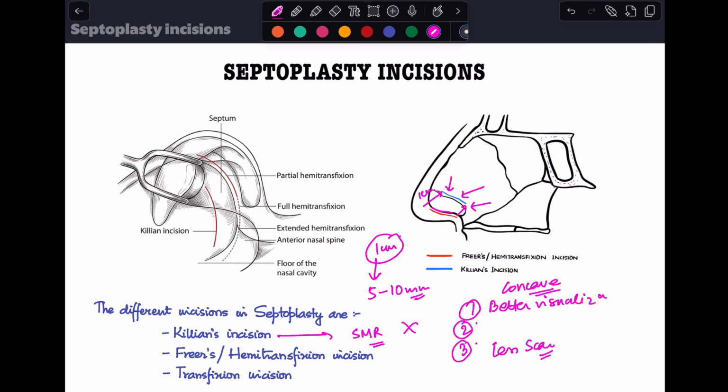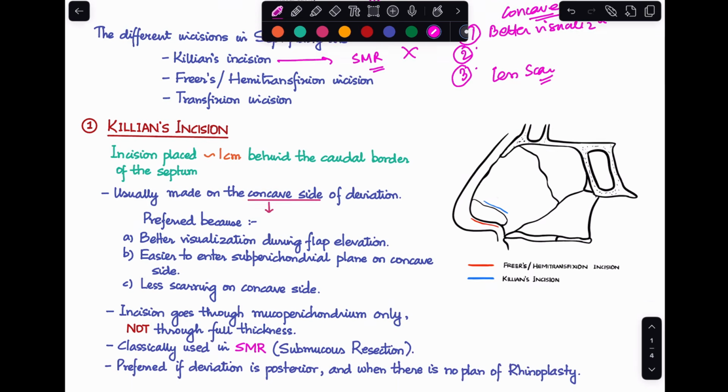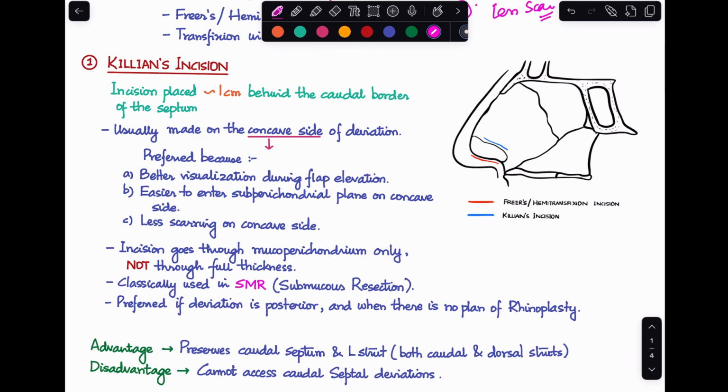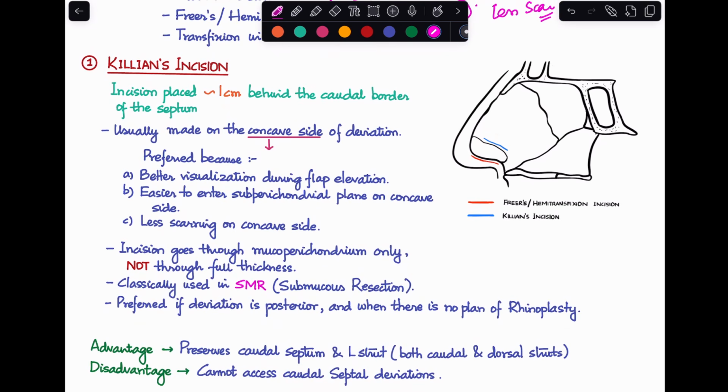We will use this incision classically in submucous resection, and we'll prefer to do this if the deviation is very posterior and we do not have any plans for rhinoplasty. The advantage of doing a Killian's incision is that it preserves the caudal septum and the L strut, which is the caudal and the dorsal strut, which forms the L strut. Killian's incision helps us preserve the caudal septum because the incision is placed about 1 centimeter behind the caudal border of the septum.